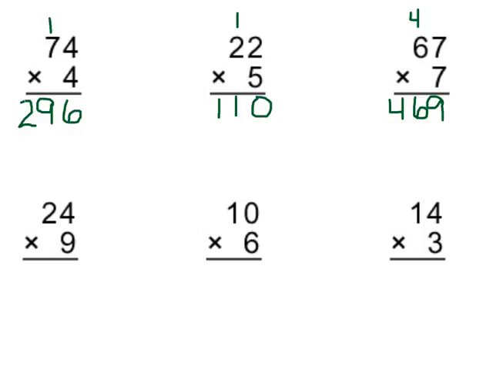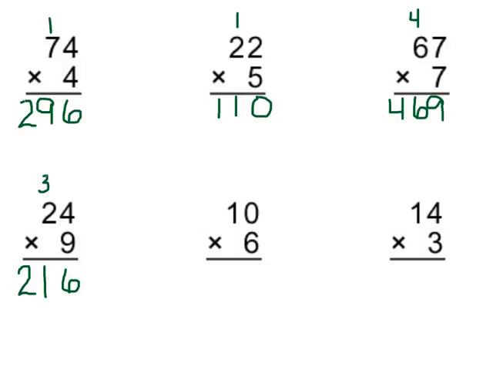Next I see 24 times 9. 9 times 4 is 36, and I would need to regroup my 3. 9 times 2 is 18, plus the 3 up top is 21, so I have 216.